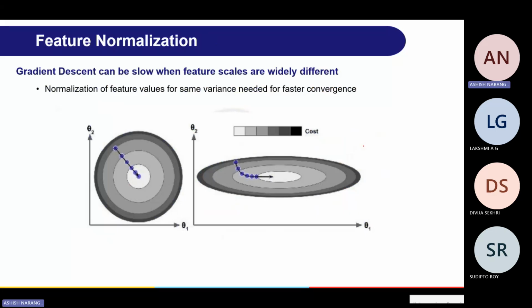Gradient descent can be slow when the feature scales are widely different, right? When we say feature scale, maybe one feature has values 1, 2, 3 up to 10, and another feature's values start from 1 lakh and end at 10 lakh, right? So the scale is quite different. When the scale is quite different, the difference between these two will be large, and of course then the convergence will be slow. So it's better to normalize the features, which we have seen earlier also. Then the algorithm will converge faster.